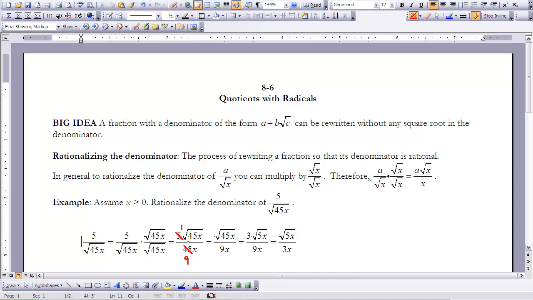So now we have the square root of 45x over 9x, and underneath that radical, the square root of 45 is the same as the square root of 9 times 5, and we know the square root of 9 is 3, so we get 3 square root 5. So we can rewrite the square root of 45x as 3 times the square root of 5x over 9x, so that leaves us with a simplified fraction here of the square root of 5x over 3x.